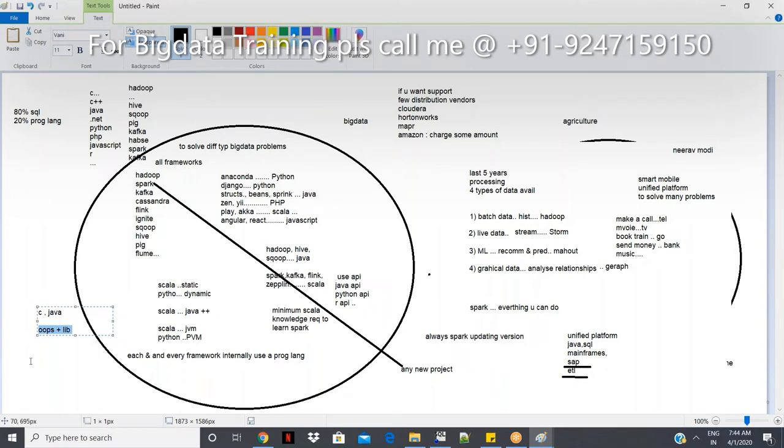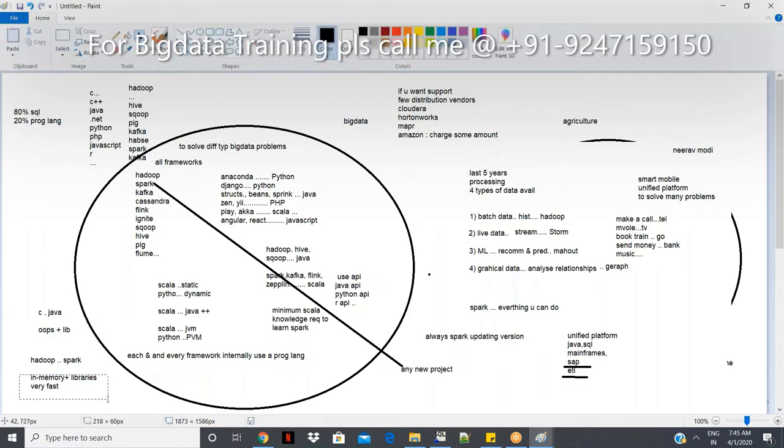Same way in big data, what is the difference between Hadoop and Spark? In memory plus other libraries. That is the main difference with Spark. What is Spark? It is in memory. That means it is very, very fast. That is the main reason. Compared with Hadoop, Spark is very fast. Why? Everything is in memory. Okay, just as in Java you have the OOPs concept, in Spark you have the in-memory concept.